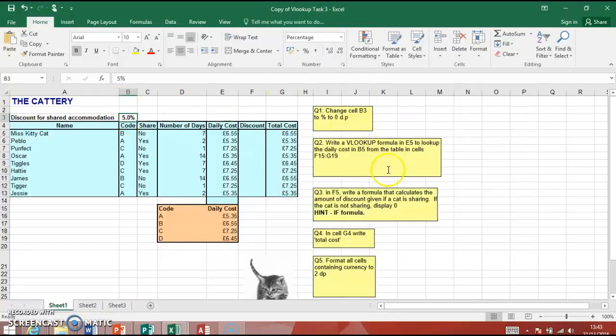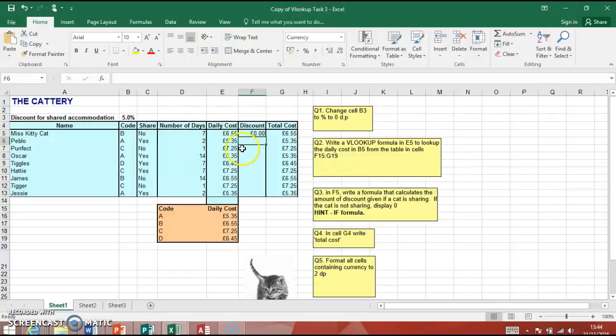So let's have a look. Let's do this manually first, and then try and replicate that with a programming piece of code we use in the if statement. So we've got this cat here, Miss Kitty Cat, and we need to look and see, is the cat sharing? The cat's not sharing, so they don't get the 5% discount. So over here we would type 0. Okay, and if you're looking here, Peblo, is he sharing? Yes, so they should have 5% off their daily cost.